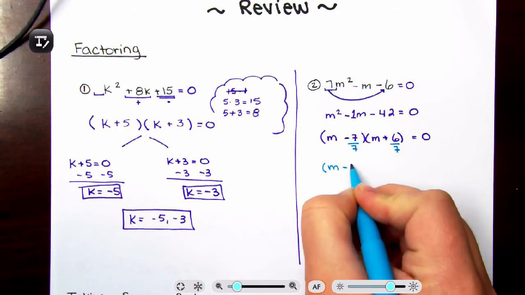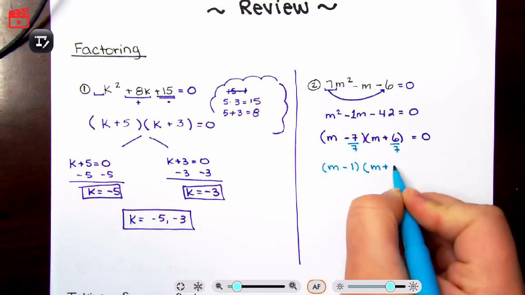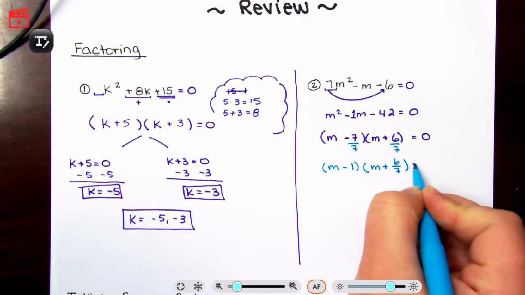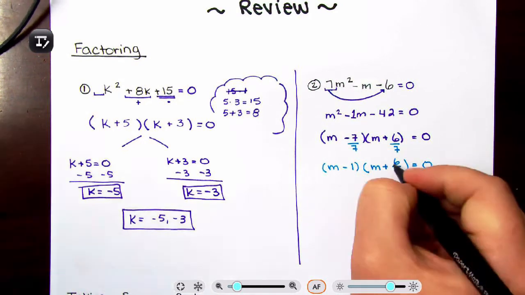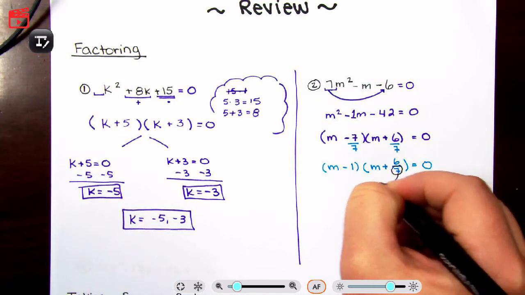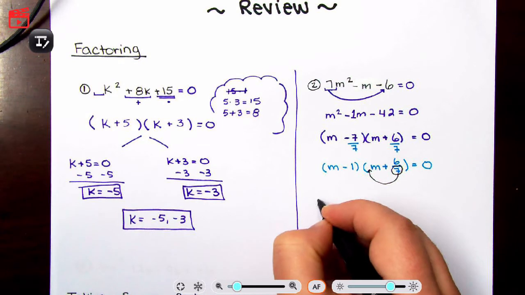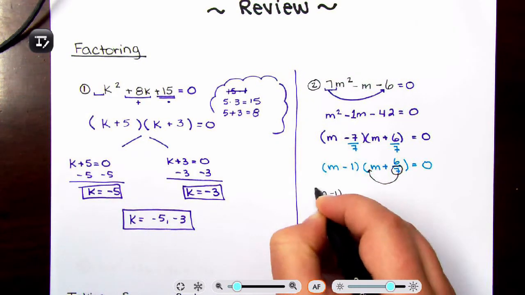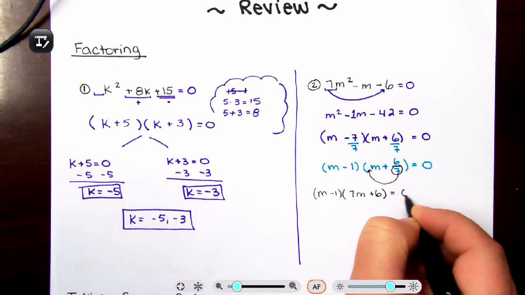So 7 divided by 7 is 1. M plus 6 divided by 7 cannot be simplified, so I'm going to leave it as a fraction in this step. Now, any fractions that you are left with, the denominator is going to be brought out in that one specific bubble, and that's going to be your new coefficient for that parenthesis bubble. So I have here m minus 1, and I have 7m plus 6, still equal to 0.